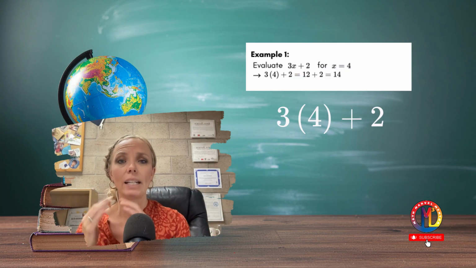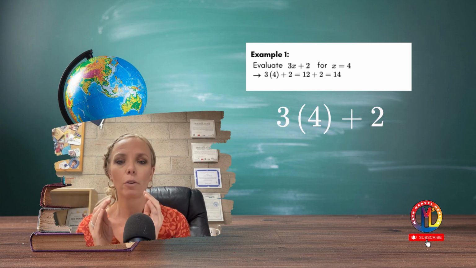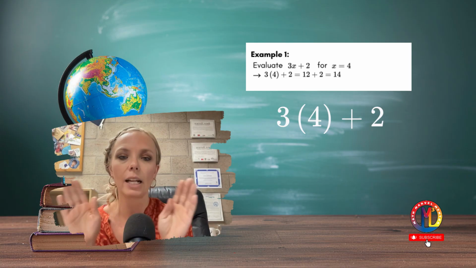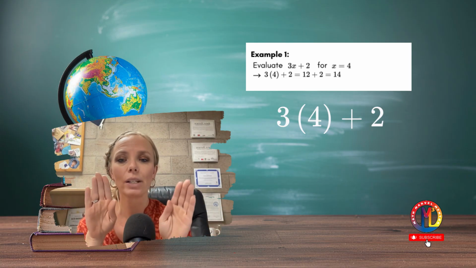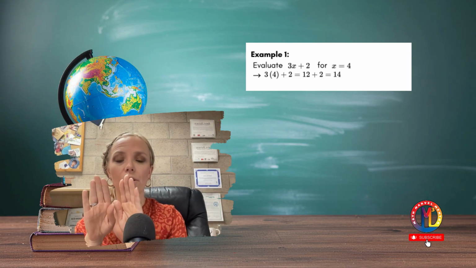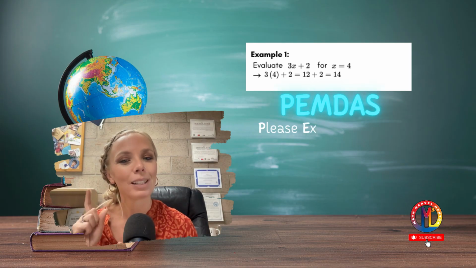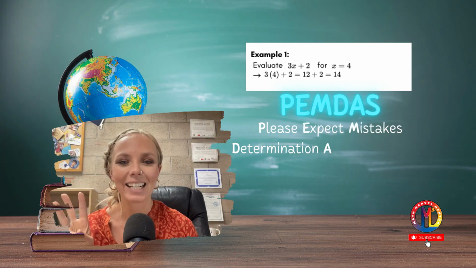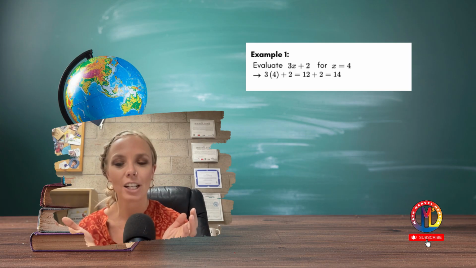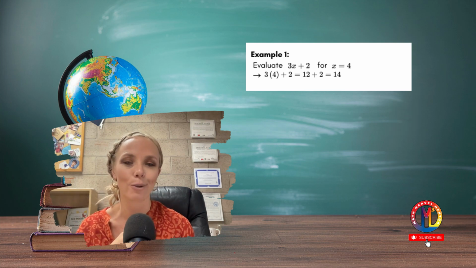So instead of writing 3x, we replace the x with 4, and we have 3 times 4. Remember, when they're right next to each other, we don't see the operation sign, but it means to multiply. So 3x means 3 times x, and then x is 4. So 3 times 4 plus 2. And then we follow our order of operations, which, remember, please excuse my dear Aunt Sally. We start with multiplication. 3 times 4 is 12, and then we add 2. 12 plus 2 gives us 14.